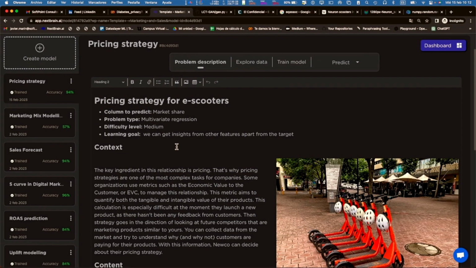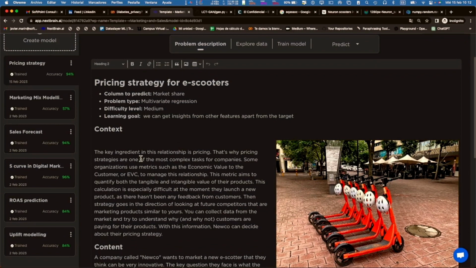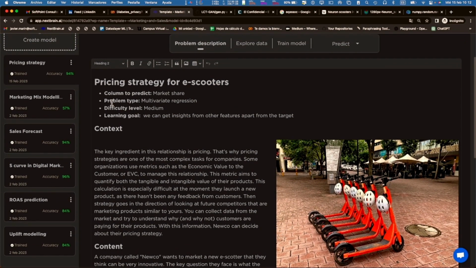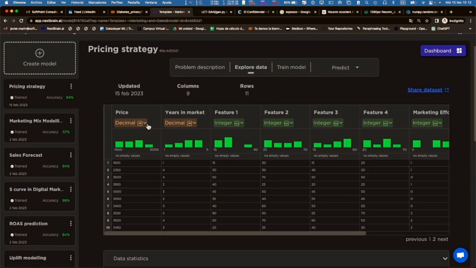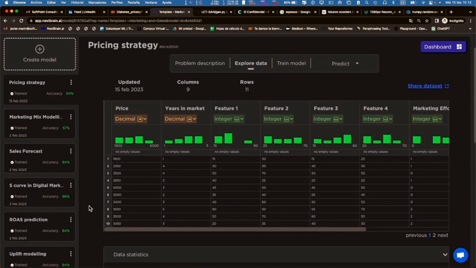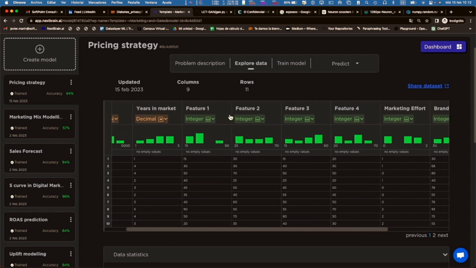In this example, we are going to help a startup that is manufacturing scooters to decide their pricing strategy. To do that, we're going to use a data set that is included in our templates in Scite, marketing and sales. This data set has several features collected from the 10 most important competitors. From these features, we have the price of each scooter.